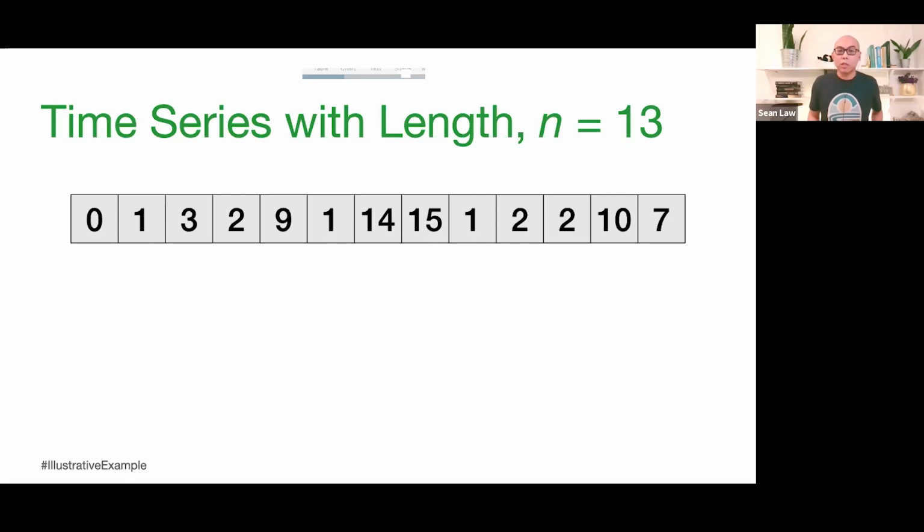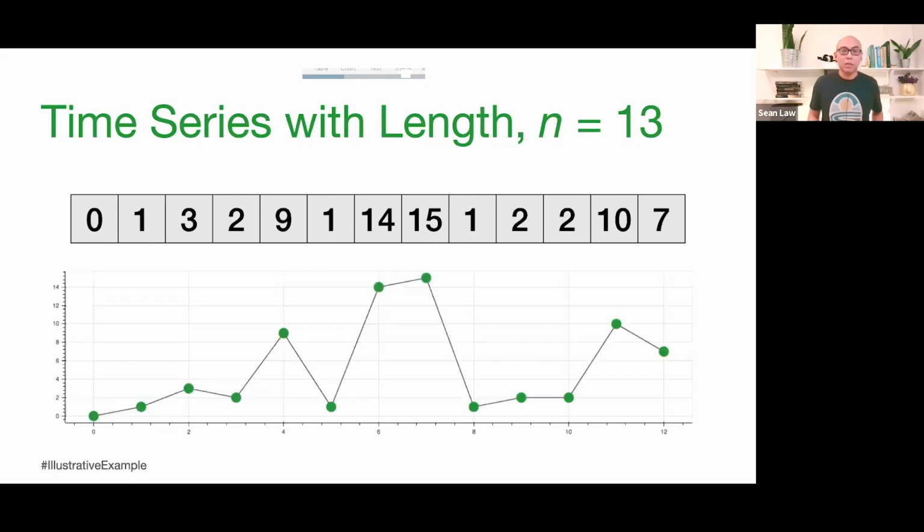Now we can reach for one of those magic spell methods, which is to visualize our data. Now we can see, okay, some things are higher, some things are lower. But really, how might we start analyzing this simple time series?